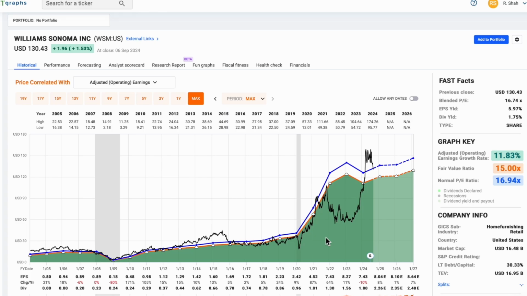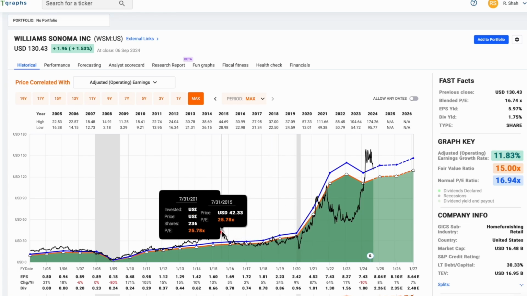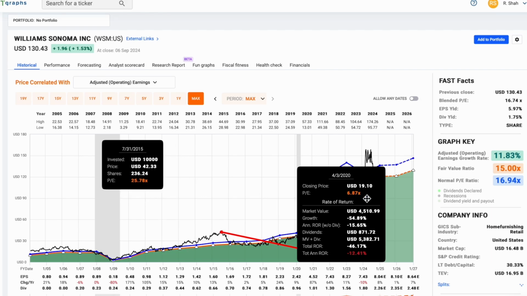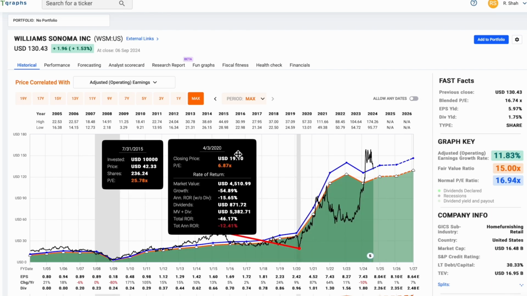And what most investors do is they buy when stocks are overvalued, like at this point in time, and then they sell when it becomes undervalued. And so over time, they're basically just destroying their capital. You can see in this example, you would have lost 46% if you bought in 2015 and sold in 2020.